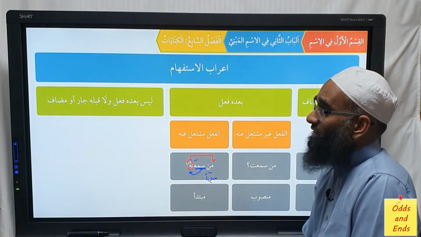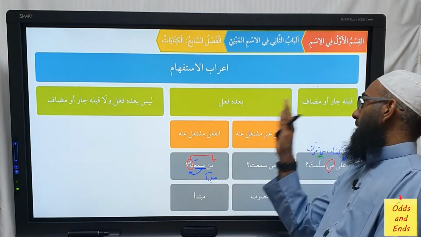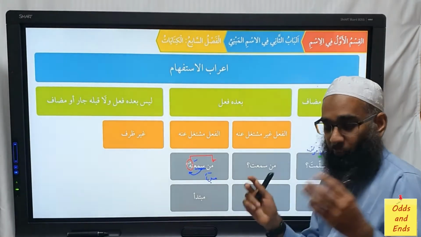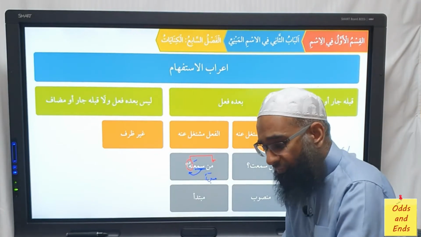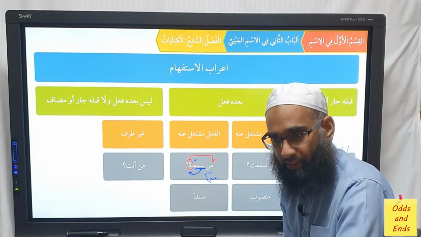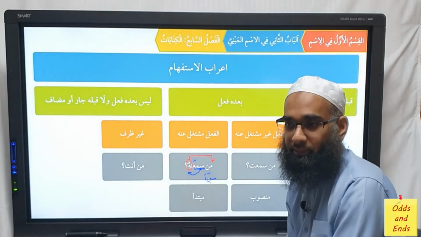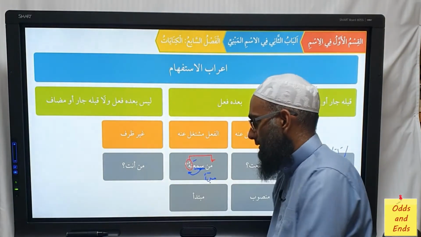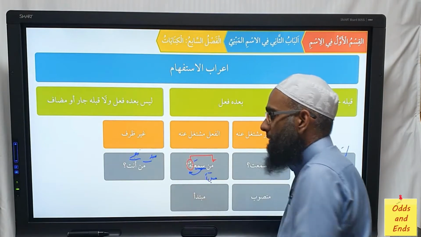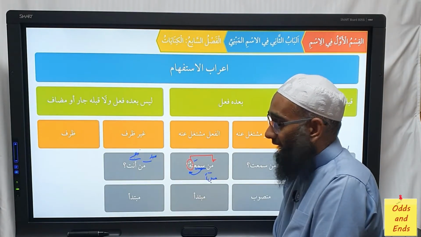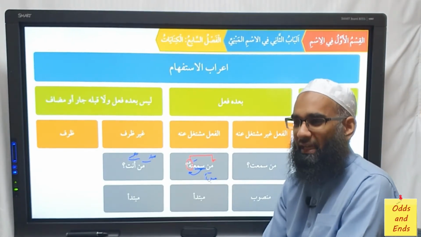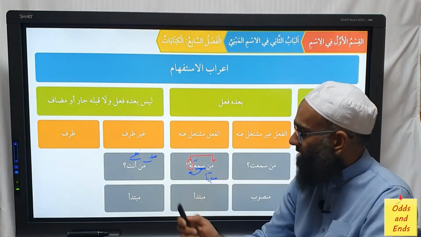Yes? If there's neither a jar or majrur before it, nor a fa'il after it, then we have a few possibilities. If that istifham is not a dharf, doesn't show time or place, then that istifham becomes the mubtada. Man anta. So man becomes mubtada, anta becomes khabar. And if that istifham is a dharf, because usually the dharf are not mubtada, just keep that as a principle in mind. There's a bit more detail in Qatr an-Nada regarding this, but for now, let's keep it as such.